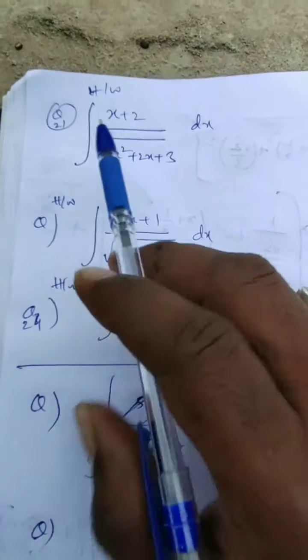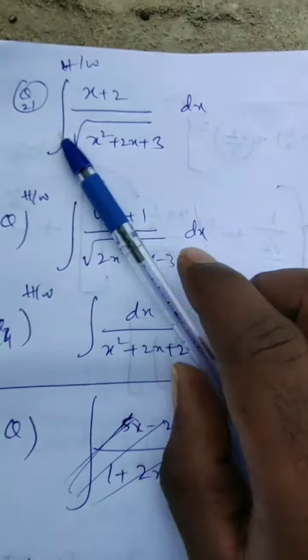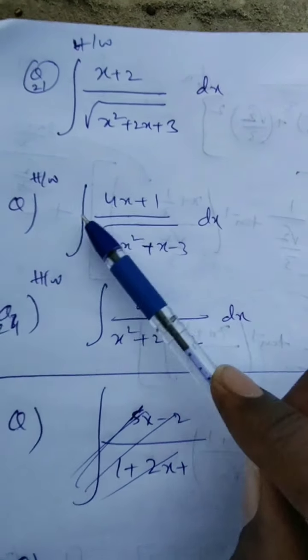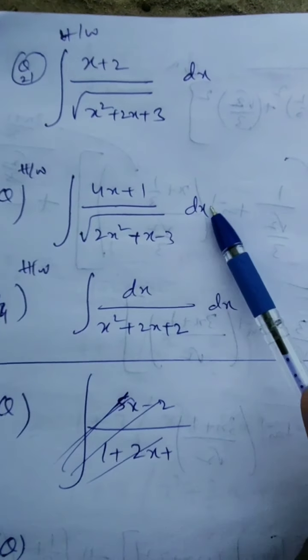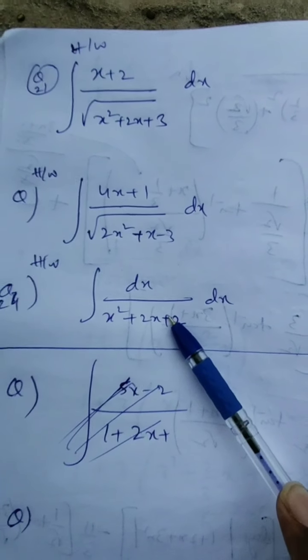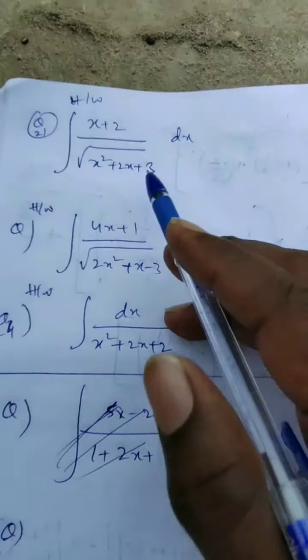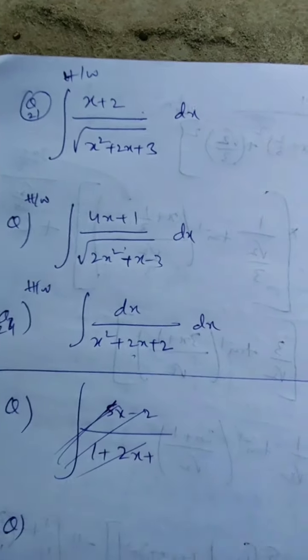I'll give some homework. Let us see these homework questions. You have 3 homework questions. See here: x plus 2 upon under root of x square plus 2x plus 3 dx, 4x plus 1 upon under root of 2x square plus x minus 3 dx, and 2x upon under root of x square plus 2x plus 2 dx. If you want to do more, I can give you, but these are enough. So do these 3 homework questions, so you will get practice on these problems.